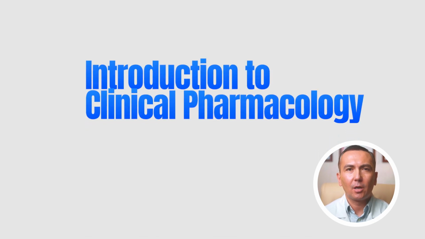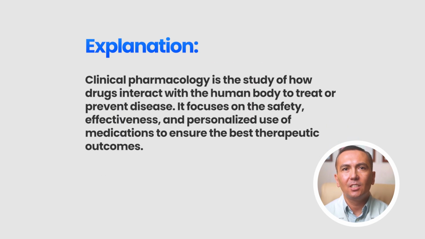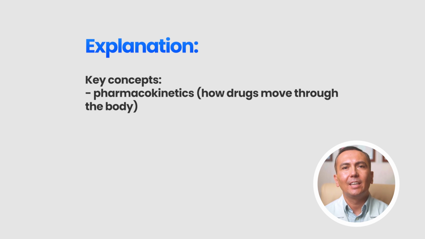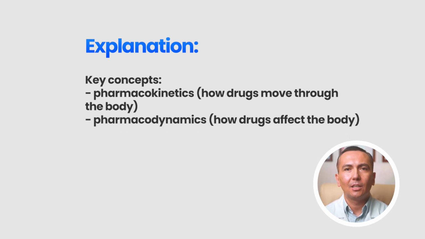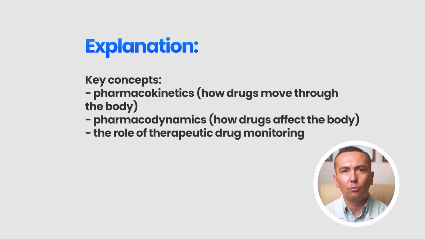Introduction to clinical pharmacology. Clinical pharmacology is the study of how drugs interact with the human body to treat or prevent disease. It focuses on the safety, effectiveness, and personalized use of medications to ensure the best therapeutic outcomes. The key concepts in clinical pharmacology include understanding pharmacokinetics, how drugs move through the body, pharmacodynamics, how drugs affect the body, and the role of therapeutic drug monitoring.